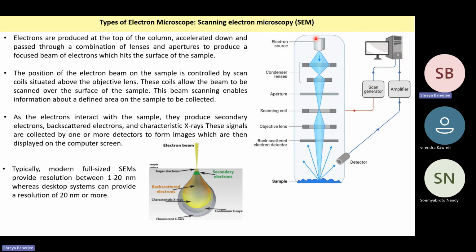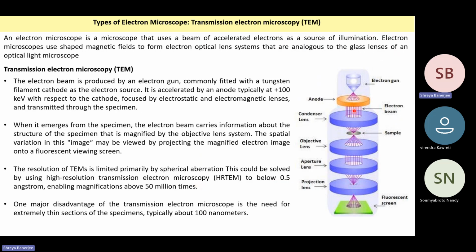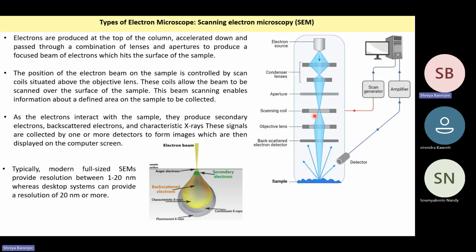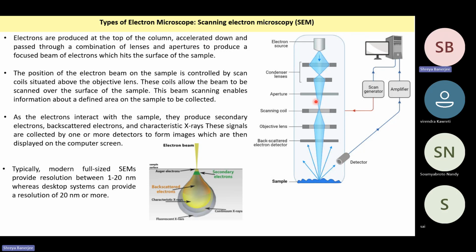So in SEM, what happens? In TEM, we saw the electron beam is passing through the sample, but in SEM, the electron beam has just been focused. In SEM, the electron beam is being focused at one particular point in the sample. And by controlling the scanning coils, we can change the point at which the electron beam is hitting the sample.